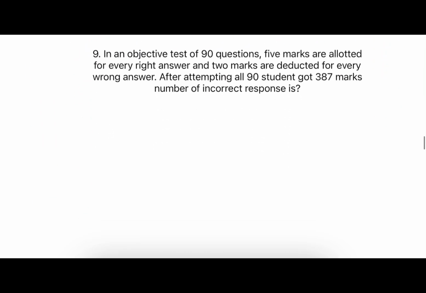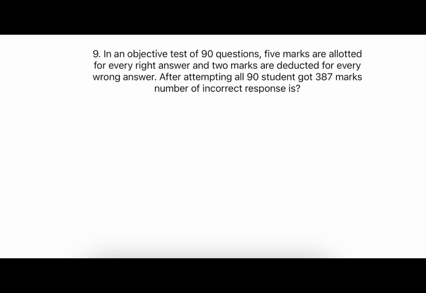Question number 9. In an objective test of 90 questions, 5 marks are allotted for every right answer and 2 marks are deducted for every wrong answer. After attempting all 90 questions, a student got 387 marks, which is quite good. Find the number of incorrect responses. So this is an interesting question and we should carefully look at the given data.